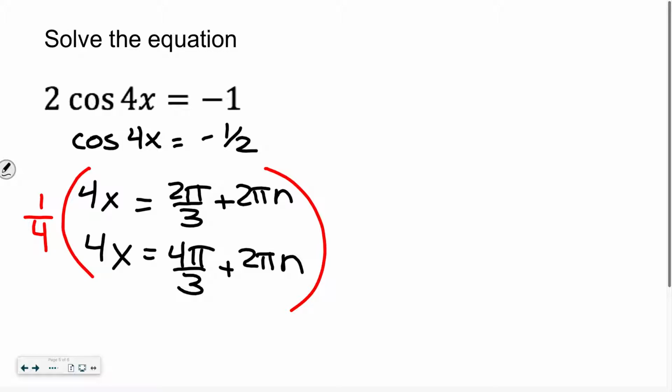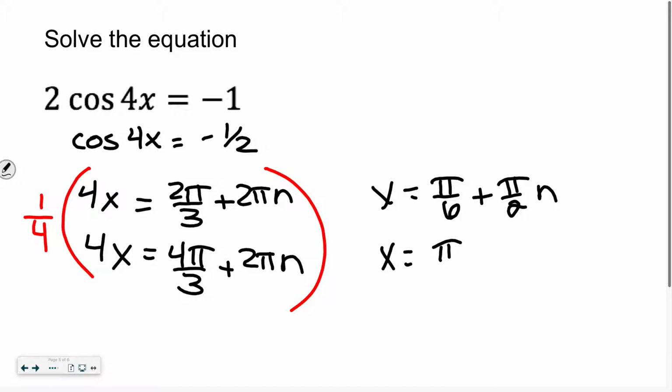So now I come out to get x equals, this would be like 2 pi over 12, but that reduces to pi over 6 plus 2 pi n over 4, which is pi over 2 n. And then do it on that bottom piece there as well, times 1/4. That's going to give me what? Pi thirds plus pi over 2 n.